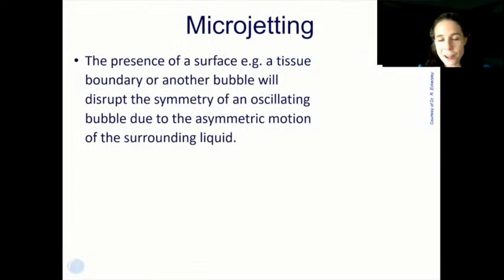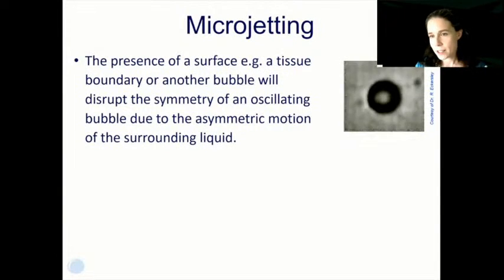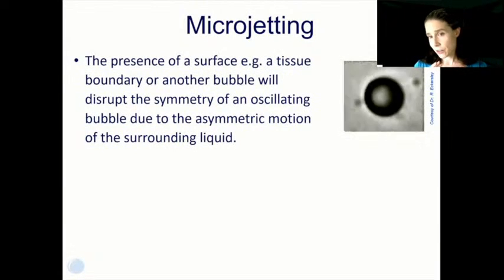As we increase the violence of the bubble behavior, another phenomenon that's quite important is so-called microjetting. So far we've implicitly assumed that our bubbles are oscillating spherically. In reality, if the bubble is near any surface, or if it's near another bubble, there will be asymmetries in the acceleration of the liquid around the bubble that in turn stops the bubble from being perfectly spherical. As you can see here, we get this little dimpling in the surface of the bubble as it's oscillating. That's because we've got a surface somewhere over here.